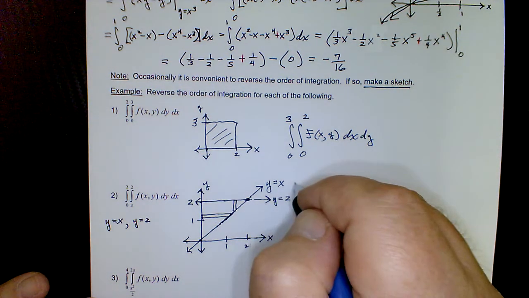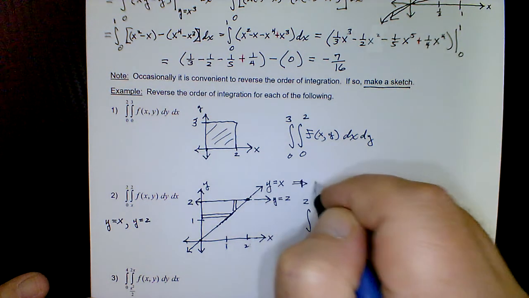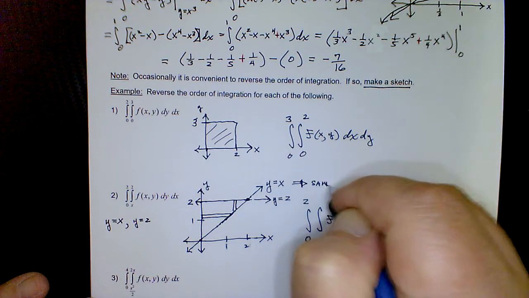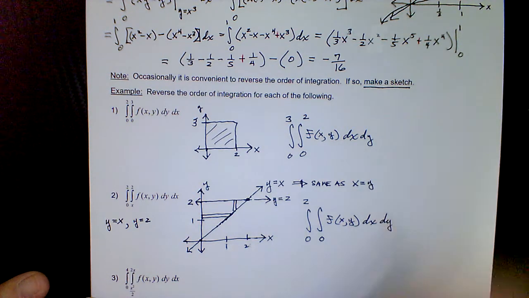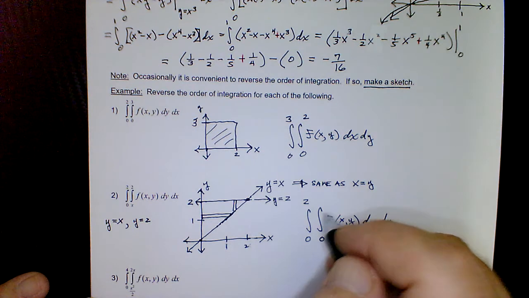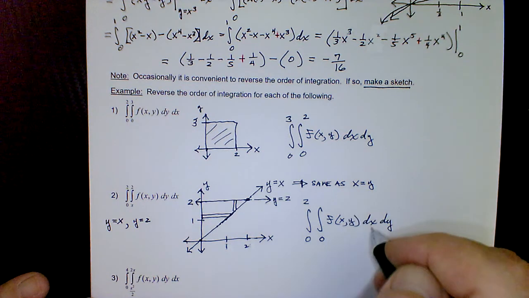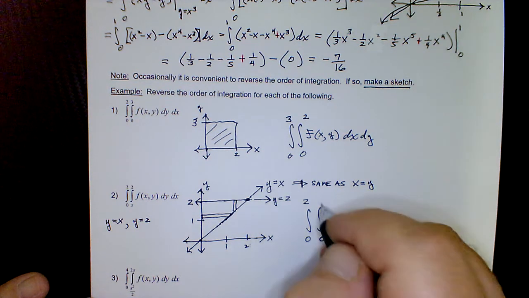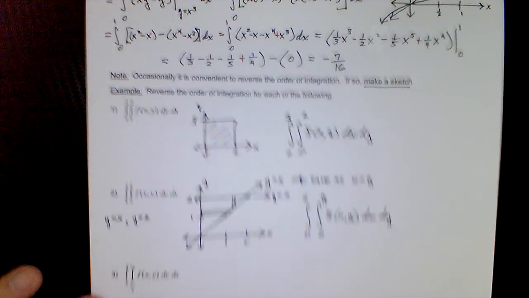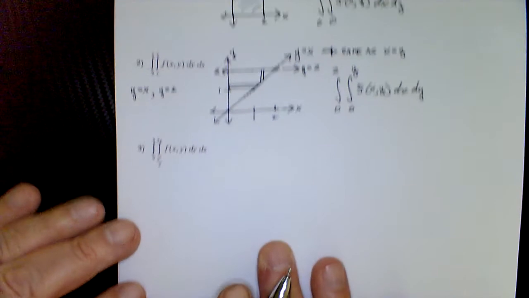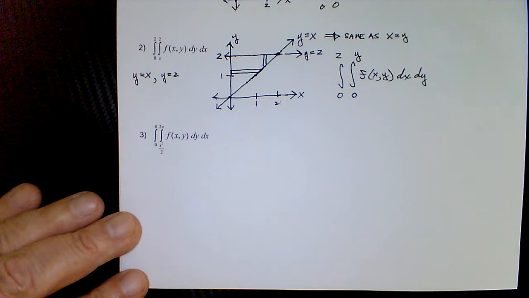And the line is y equaling x. But y equaling x is the same as x equaling y. So therefore, because we need this x in terms of y, the upper limit is going to be y. Alright, so those two are argued rather simply. And now this one a little bit more interesting.